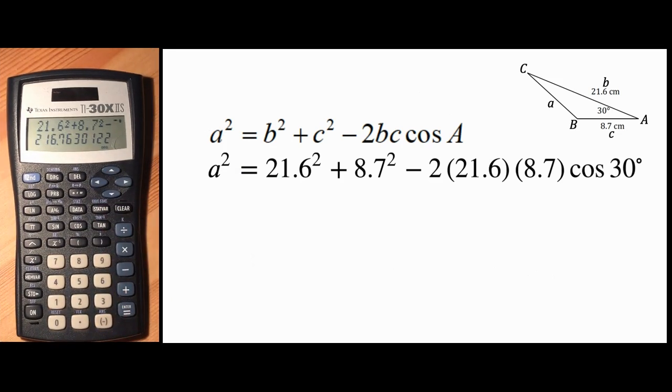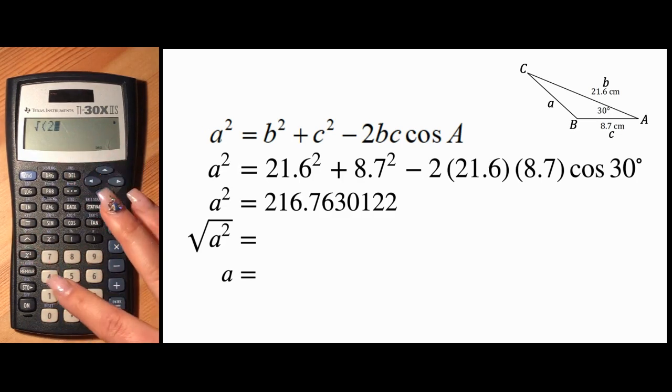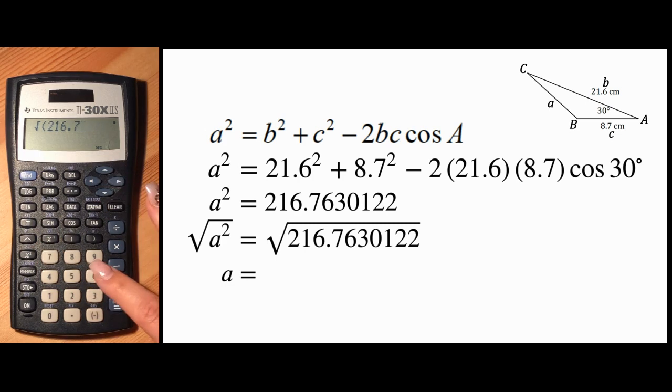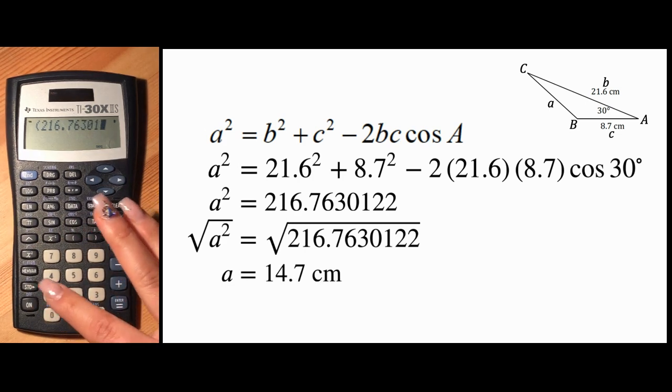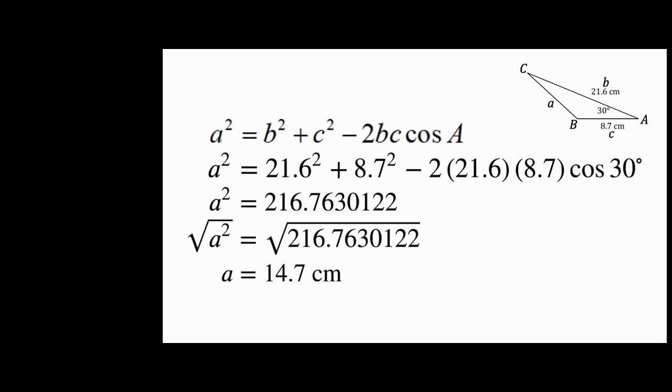But we're not done. The unknown side A isn't 216.76 centimeters long. In fact, that's what A squared equals. If we want to solve for A in this equation, we'll do the inverse operation of squaring. We'll square root. Square rooting A squared will isolate A. If we perform an operation on one side of the equation, we do the same to the other side of the equation. When rounded to the nearest tenth, side A equals 14.7 centimeters.